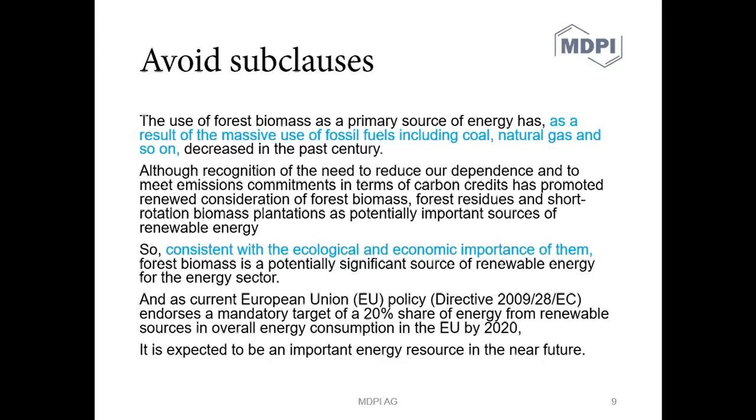So the second thing we're going to look at is subclauses. If you read the first sentence here, it says the use of forest biomass as a primary source of energy has, as a result of the massive use of fossil fuels, including coal, natural gas and so on, decreased in the past century. The problem here is that you're putting too much information into the reader's mind at once. They're having to remember about forest biomass, primary source of energy, and what's going to happen to it, while you're feeding them information about the reason for this decrease. And then you come back to the decrease afterwards.